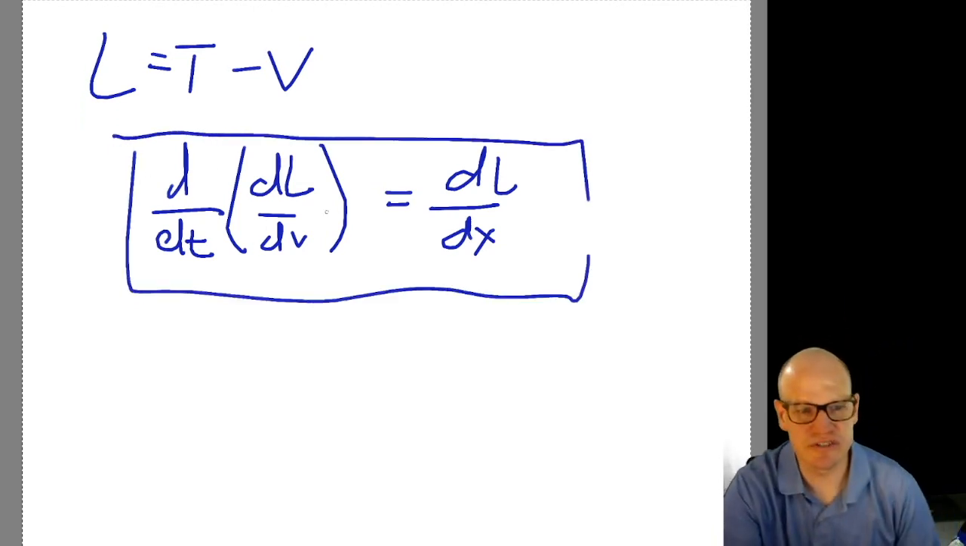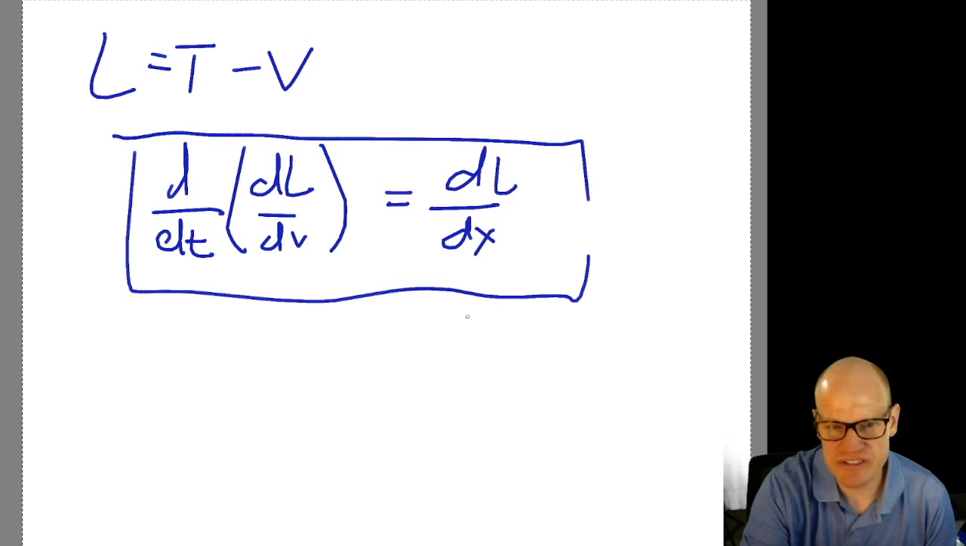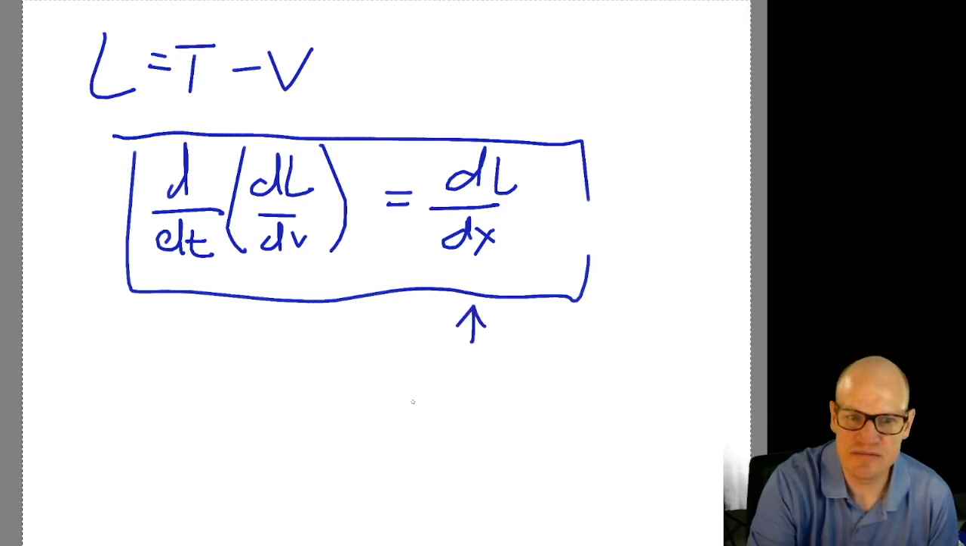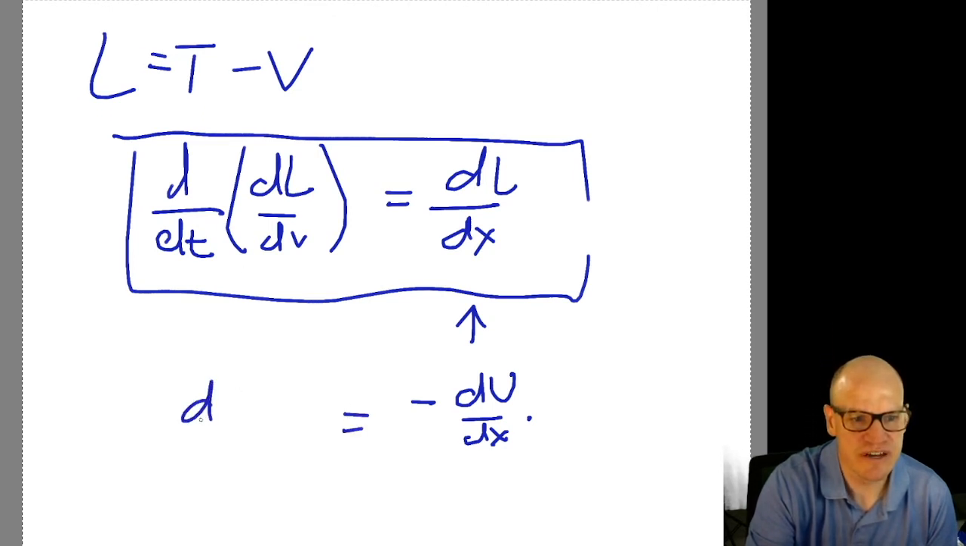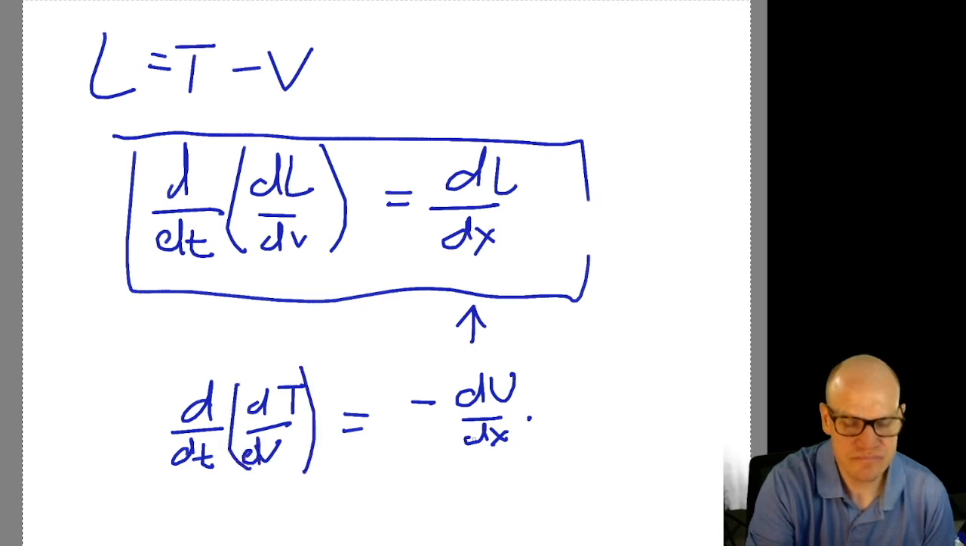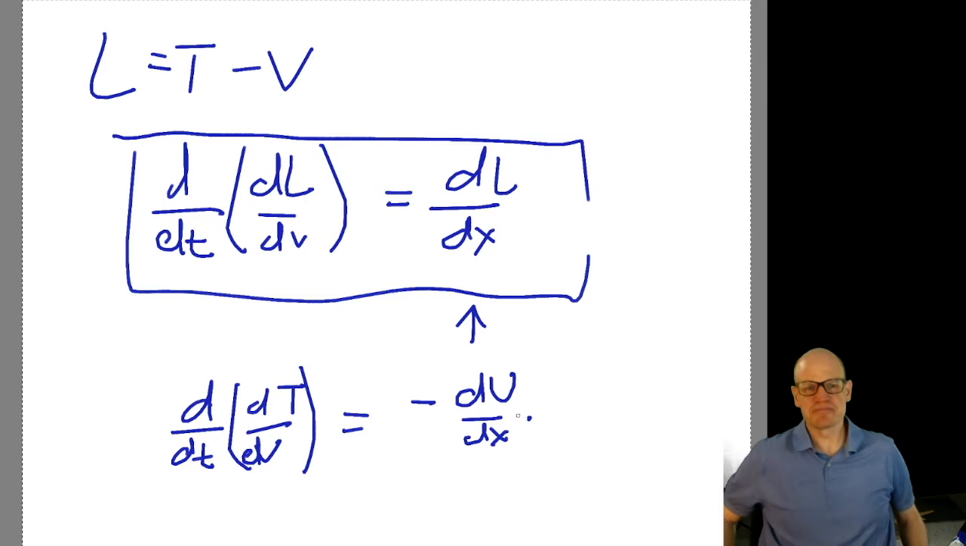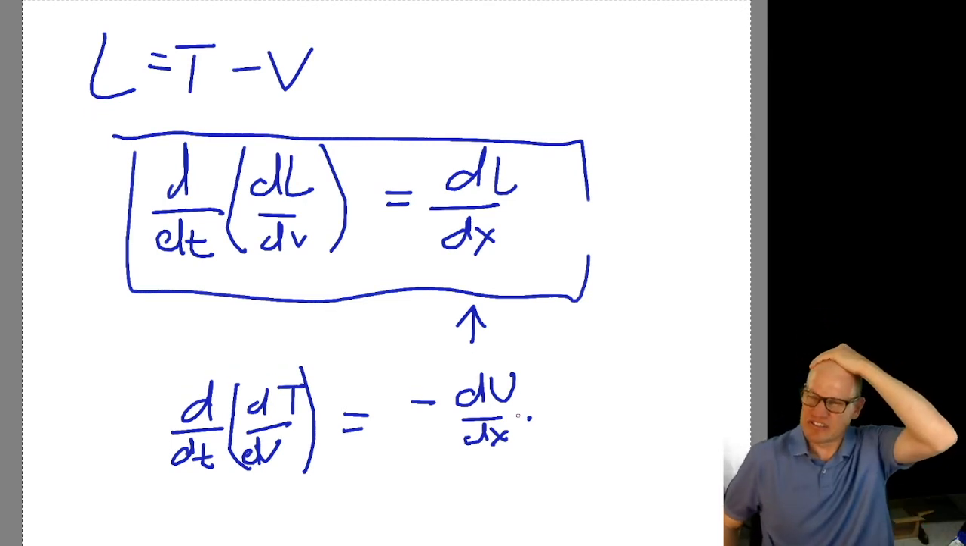So again, let's take a look at what this actually means. What this means is, in this case, this is minus the change in potential energy with respect to position. And this side over here is going to be the time derivative of the change in the kinetic energy with respect to velocity. So that's what this relationship implies. All right, now let's think about this.